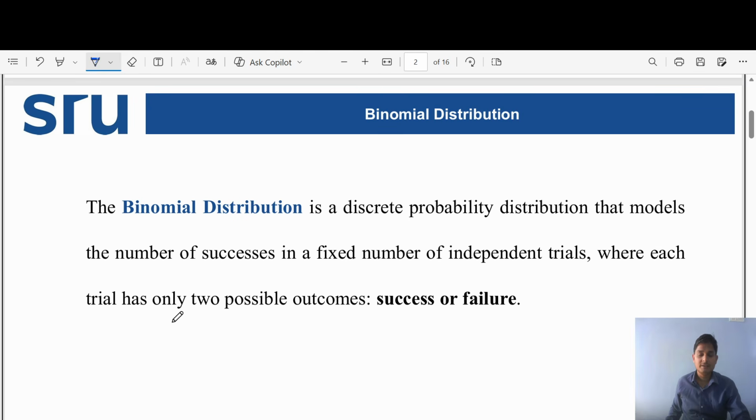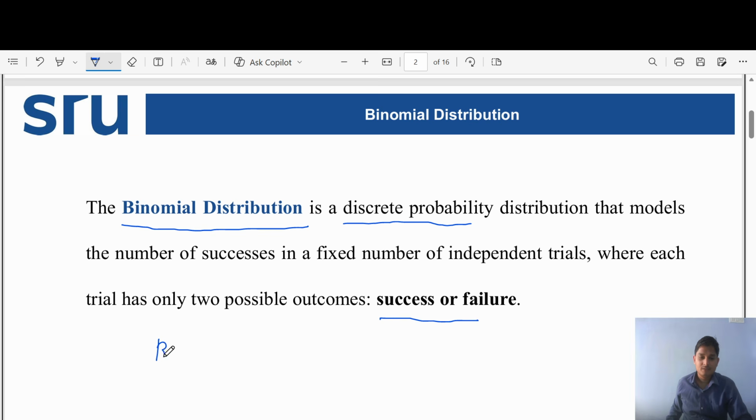So what is the binomial distribution? Binomial distribution is a discrete probability distribution that models the number of successes in a fixed number of independent trials, where each trial has only two possible outcomes, success or failure. So in the binomial distribution, we mainly talk about two types of possible outcomes.